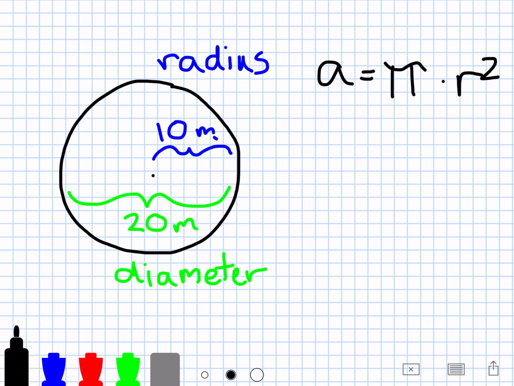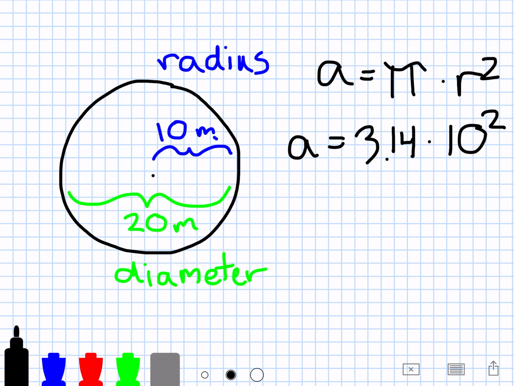Now let's take a look at our formula. In this particular case, area equals that funny shape, which is called pi. Now remember, pi is worth 3.14, or sometimes you'll see it written as 22/7. We're going to multiply pi times the radius squared. So let's go ahead and fill this out. Area equals 3.14 times the radius, in this case, is 10 squared.